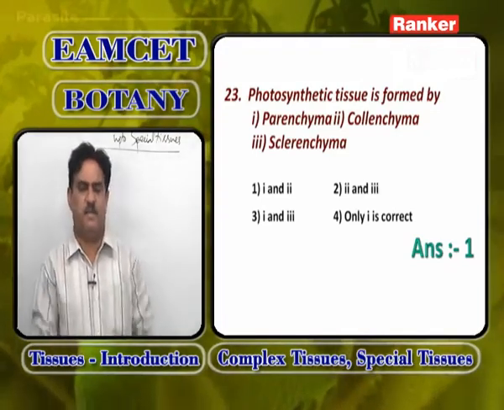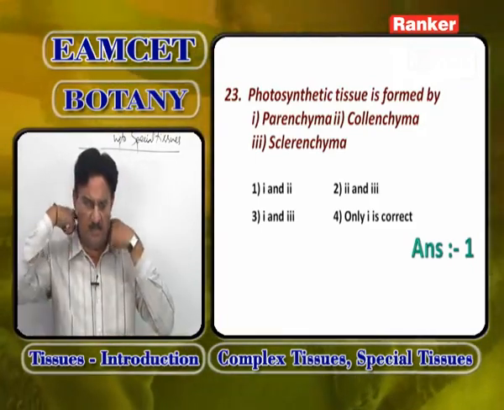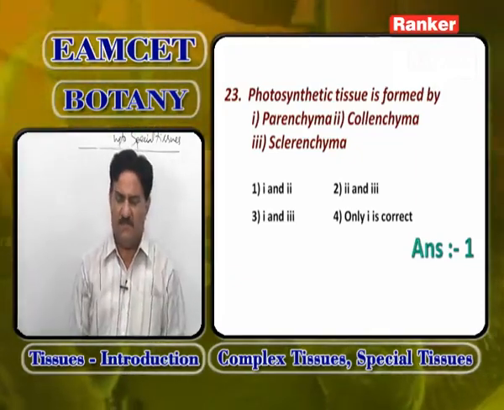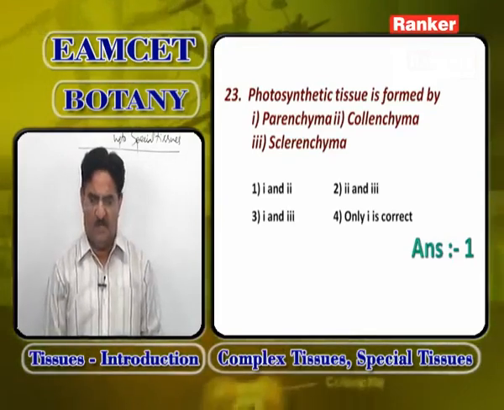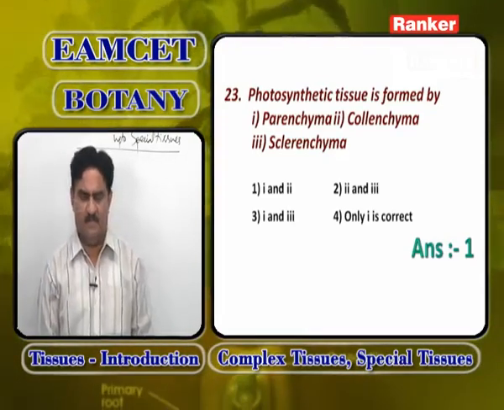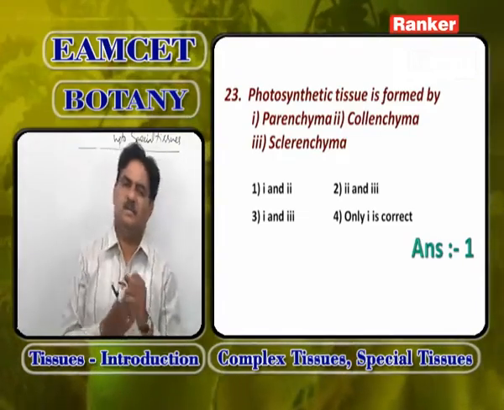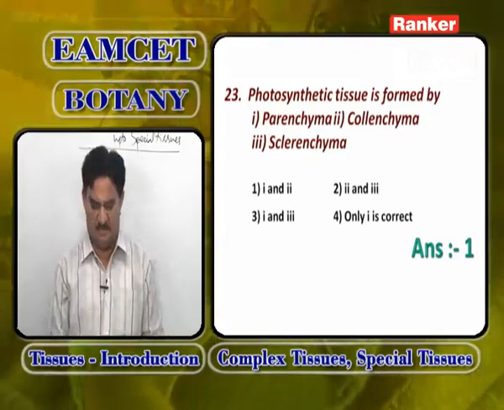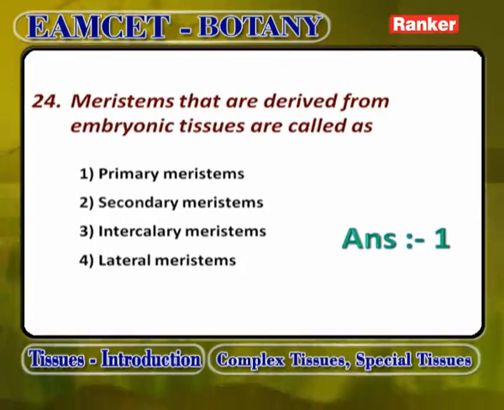Sclerenchyma is a non-protoplasmic dead tissue with highly lignified cell walls and narrow lumen. Here cell organelles like chloroplasts are completely absent, so they cannot perform photosynthesis. So the answer is parenchyma and collenchyma, options 1 and 2, the tissues which can perform photosynthesis.